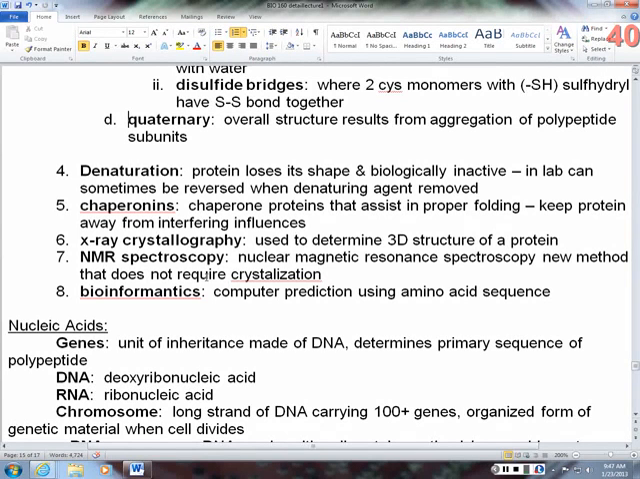Nuclear magnetic resonance spectroscopy is a new method that does not require forming crystals. And we've been able to look at enough of these things to be able to make predictions using computers. And that's what bioinformatics is: using computer predictions to predict the structure of an amino acid.